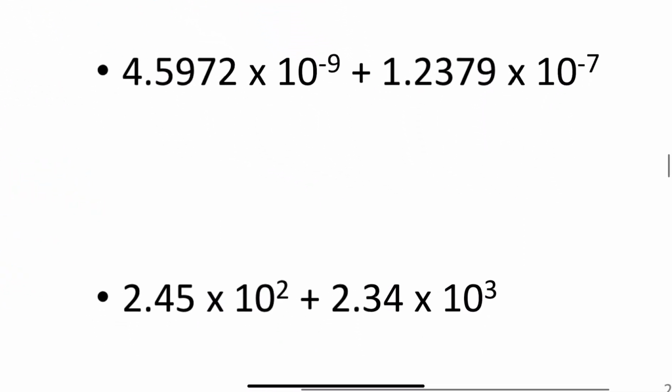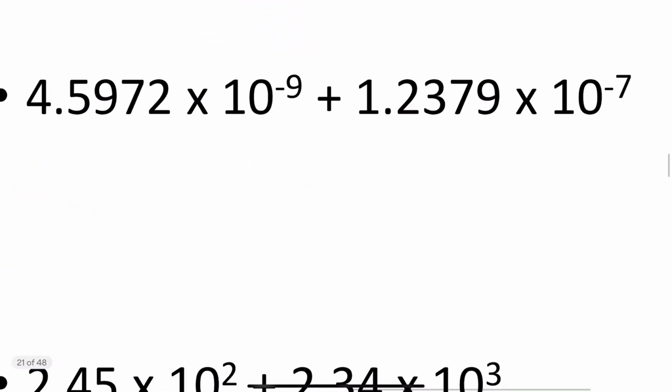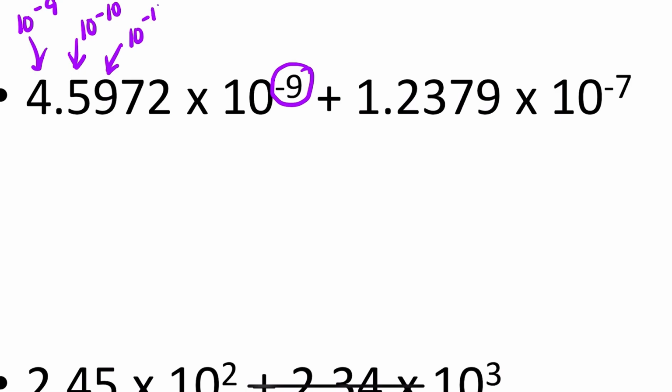Let's go ahead and look at this example here. 4.5972 times 10 to the negative 9 plus 1.2379 times 10 to the negative 7. The negative 9 here is telling me the position of the 4. So I know this is 10 to the negative 9, which means the 5 is 10 to the negative 10. The 9 is 10 to the negative 11. The 7 is 10 to the negative 12. And the 2 is 10 to the negative 13.